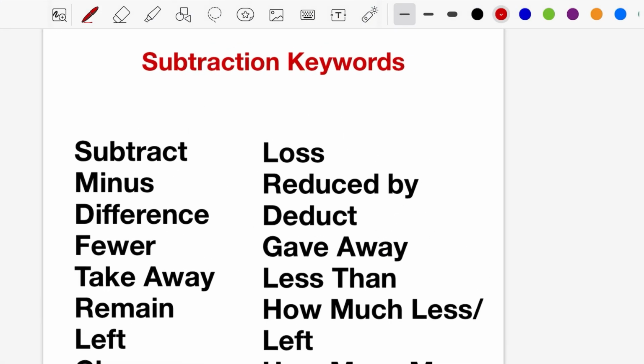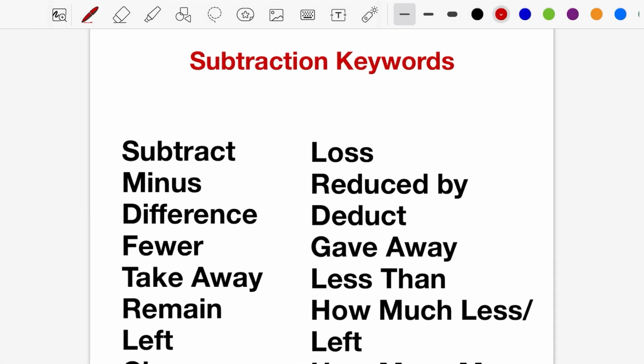Here are some keywords for subtraction. Subtract, minus, difference, fewer, take away, remain, left, change, loss, reduced by, deduct, give away, less than, how much less or how much left, how many more.